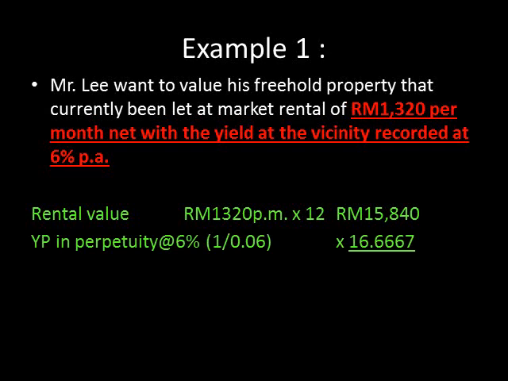How do we calculate the YP in perpetuity? It is 1 over I, so 1 over 0.06, which equals 16.6667. Multiply it with the rental received and you get the market value, which is 264,000. That's a very easy calculation. But you need to make sure that the rental received must be net. In this case it's already net, so you directly multiply with the YP in perpetuity.